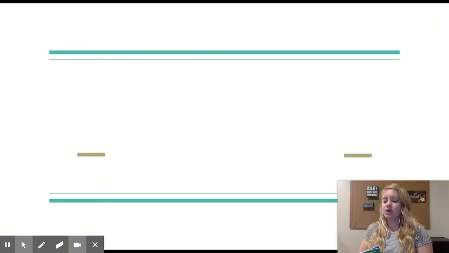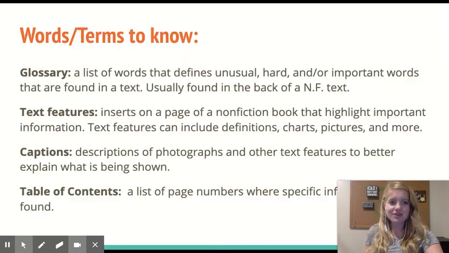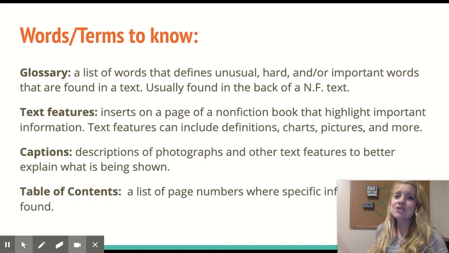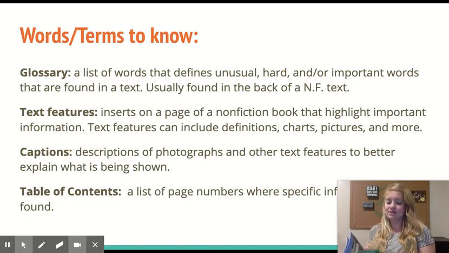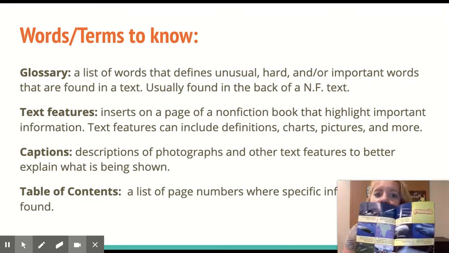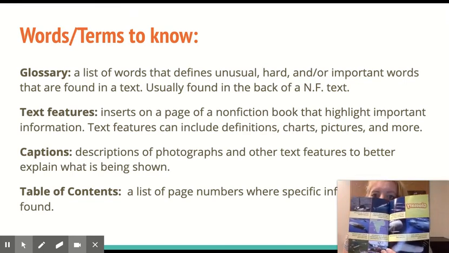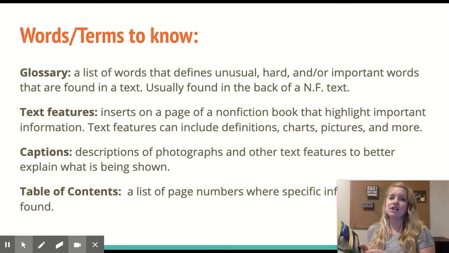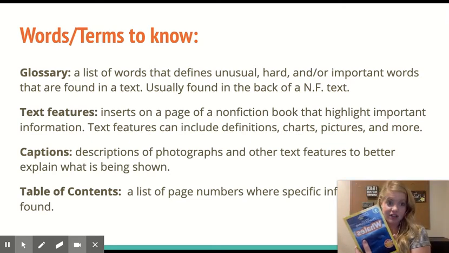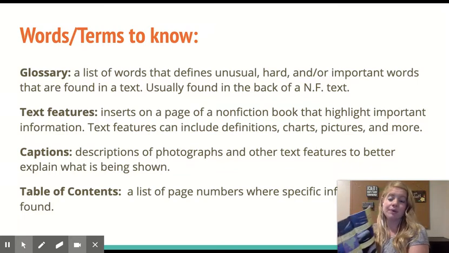Okay, so first we're going to go through this slideshow though to remind you of these terms, right? So a glossary, remember, is a list of words that defines unusual, hard, and or important words that are found in a text. They're usually found in the back of a nonfiction text, just like in our whale book.